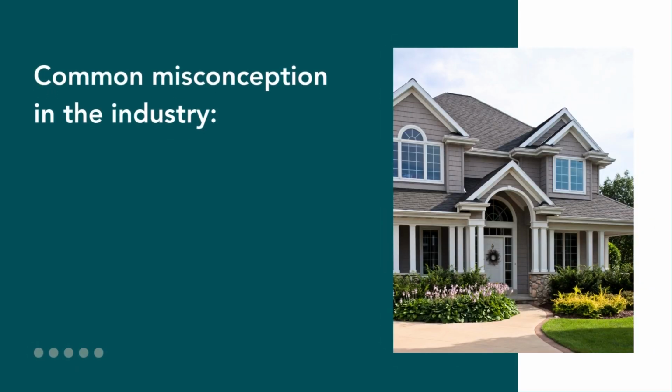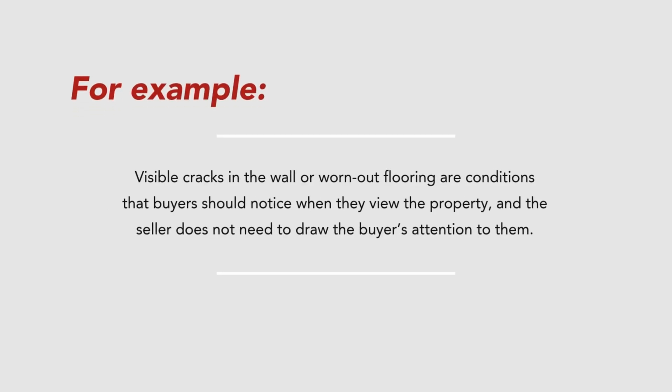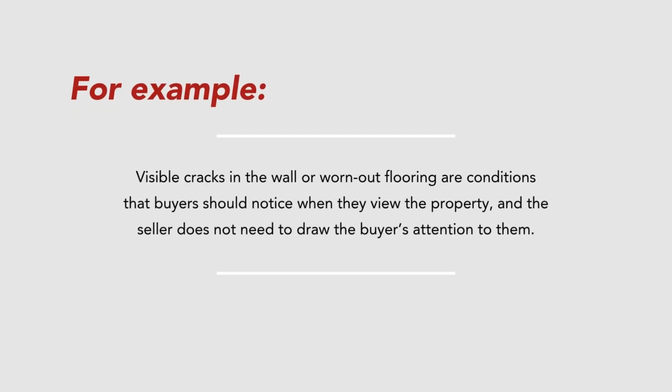A common misconception in the real estate industry is that sellers are required to disclose every defect or deficiency in a property. While sellers are required to disclose material latent defects, meaning defects that are not readily observable and could render the property unfit or unsafe for use, this is a very high bar to meet. A seller is not obligated to advise of defects that are obvious or should be discovered by a reasonable inspection. For example, visible cracks in the wall or worn-out flooring are conditions that buyers should notice when they view the property, and the seller does not need to draw the buyer's attention to them.